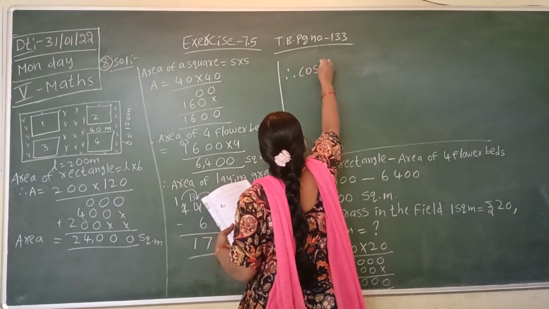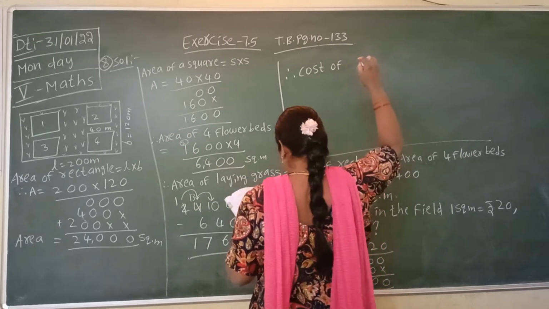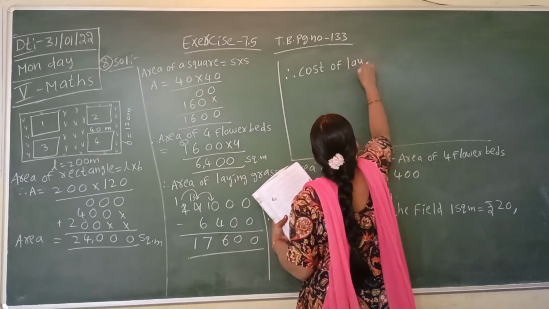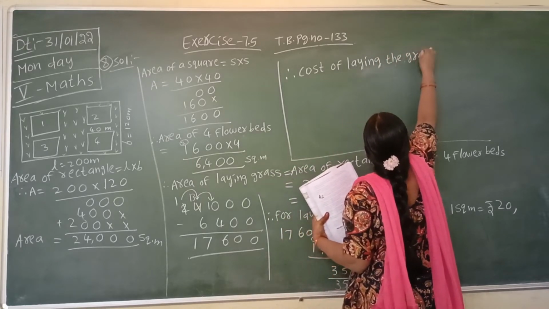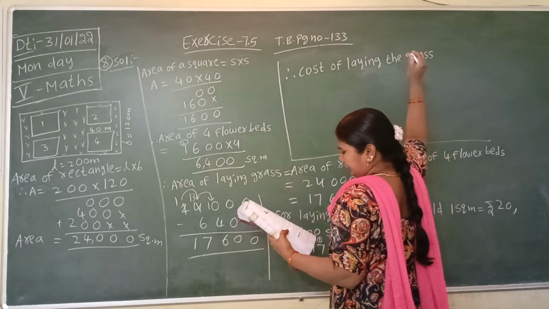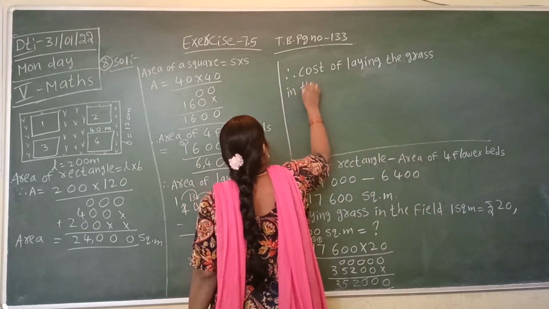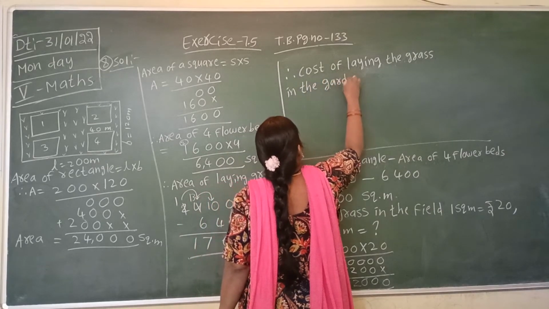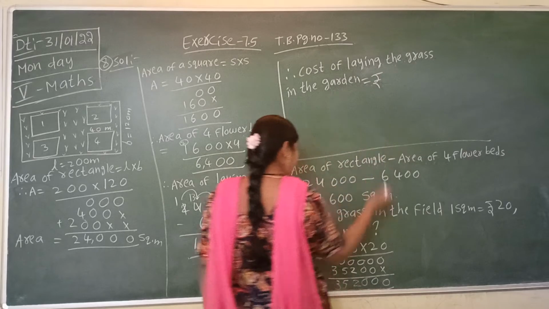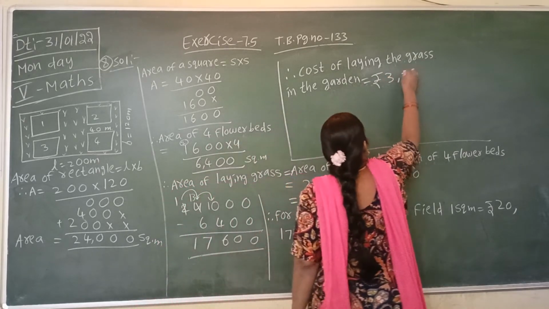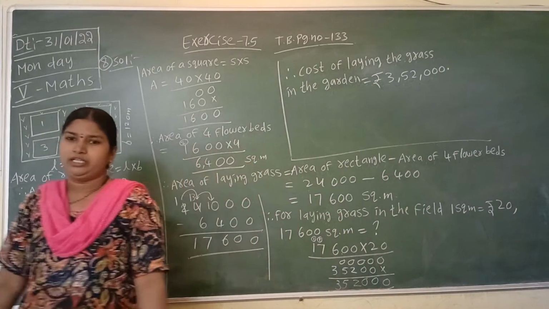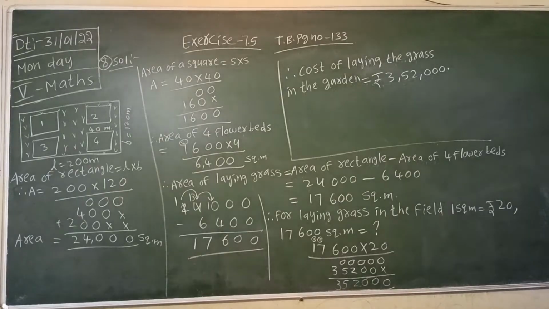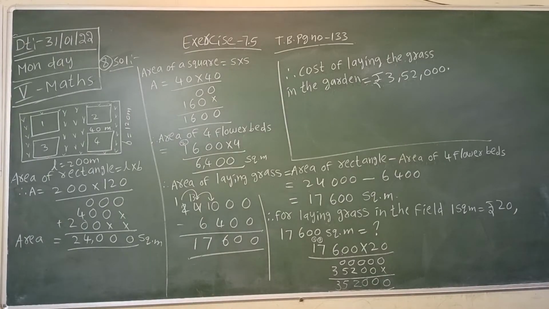Therefore, cost of laying the grass in the garden equal to, keep the rupee symbol, 3,52,000. 3,52,000, it is your answer. Note it down, everyone. Otherwise take a screenshot.